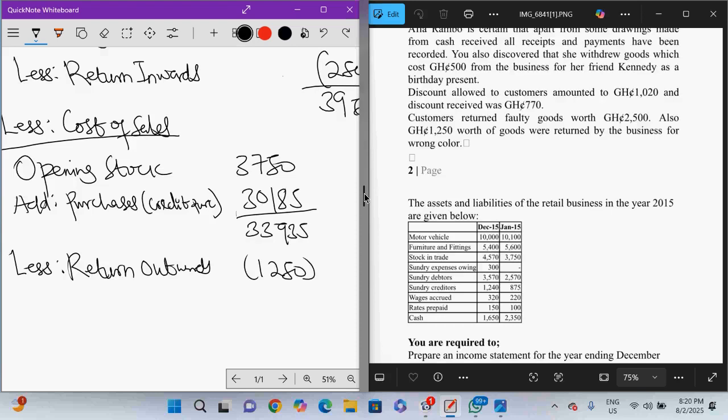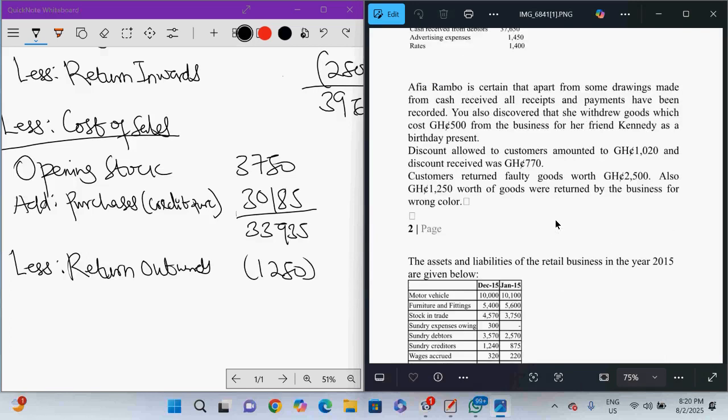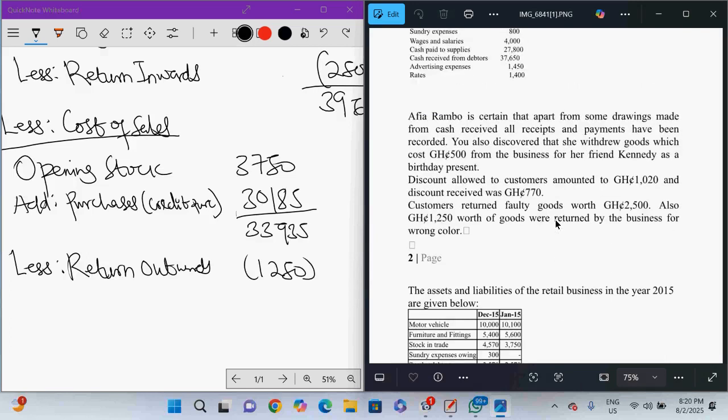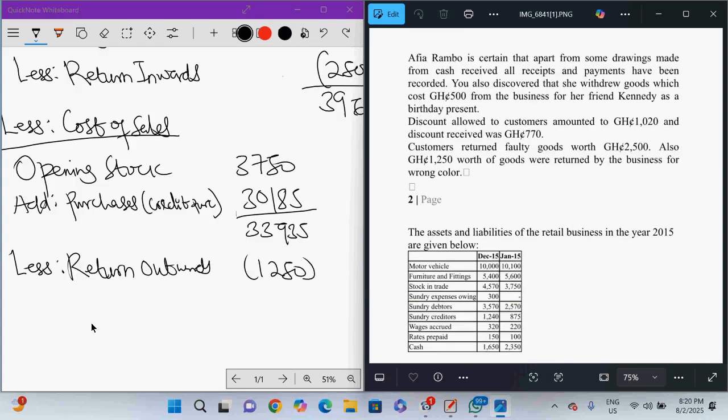And then if there is any goods drawn for personal use, right? You have taken the goods, so that will reduce the goods in the business. Is there anything like that? You withdraw some goods. Yes, 500. She withdrew goods which cost 500 from the business for her friend Kennedy as a birthday present. So this is withdrawing the goods. That will reduce the goods we have in the business, so that will less it.